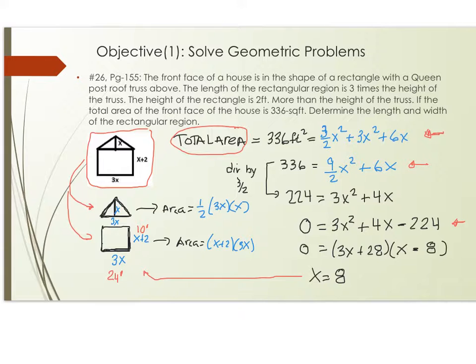It turns out that this quadratic is factorable. It is factorable in 2 pieces, 3x plus 28 times x minus 8. Well, the only thing that works in this equation is the positive x, which is x is equal to 8 feet. So therefore, the dimensions of the rectangle are 24 feet in length and 10 feet in width.